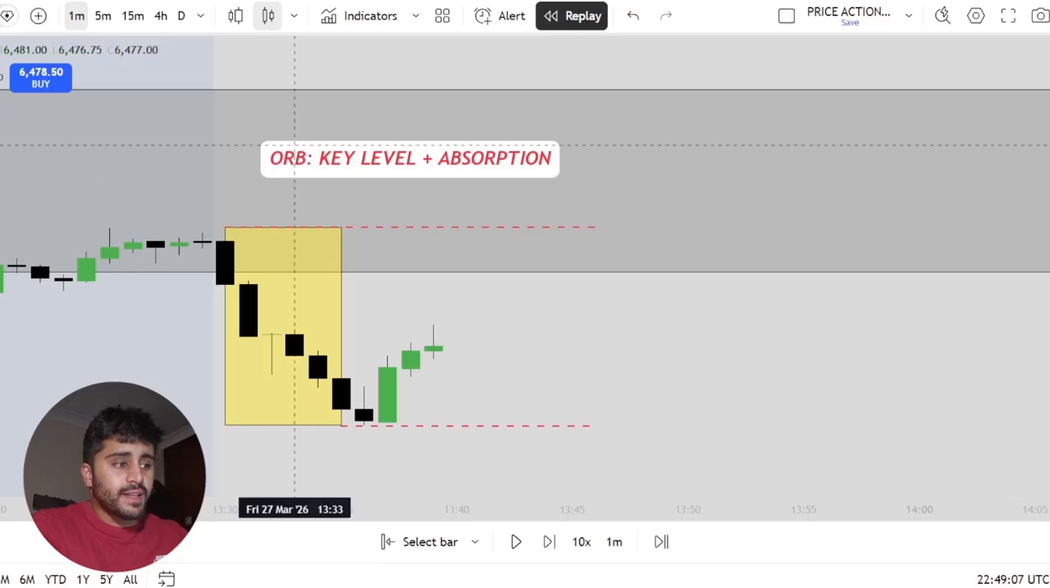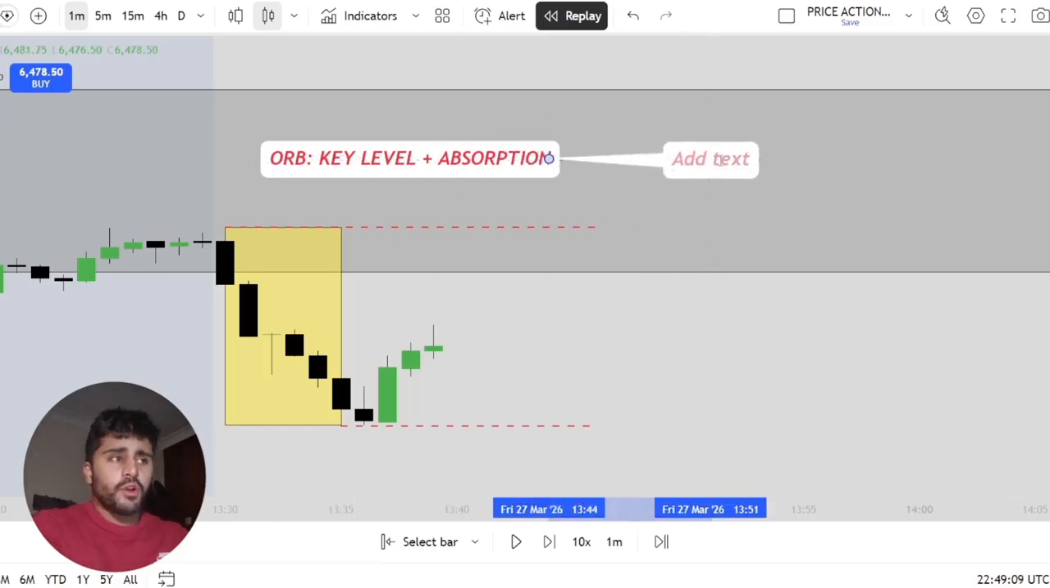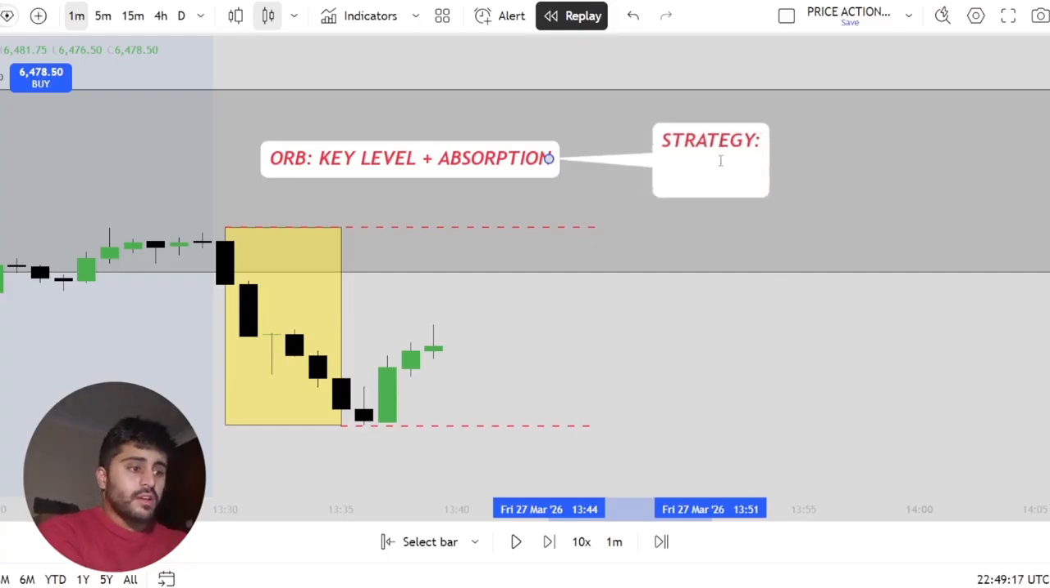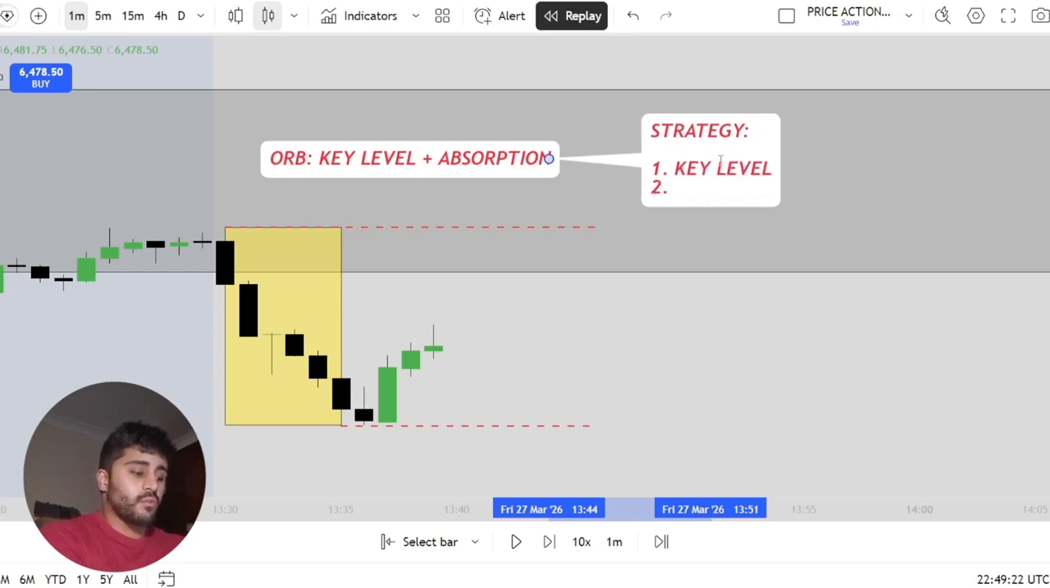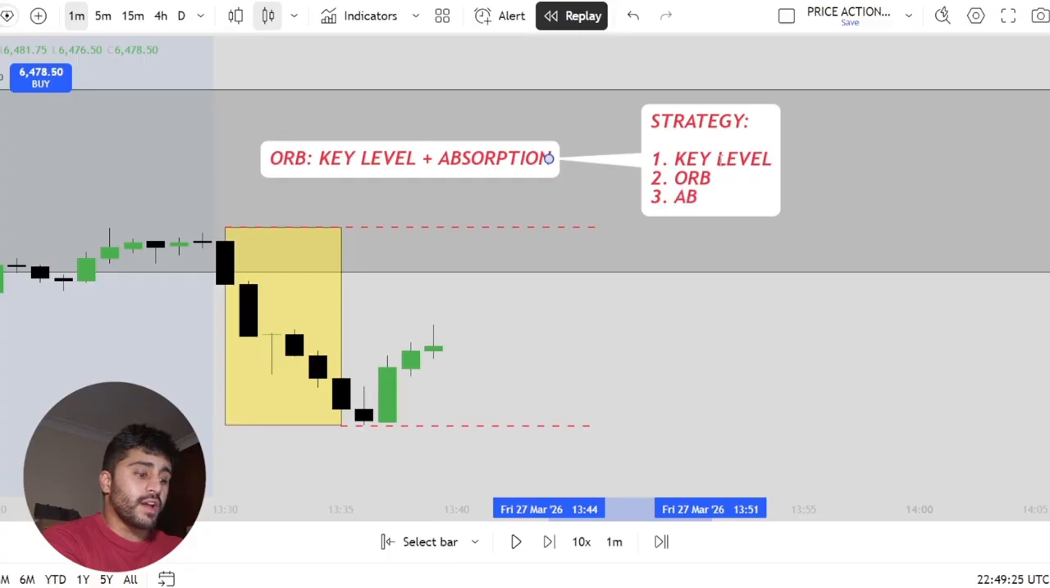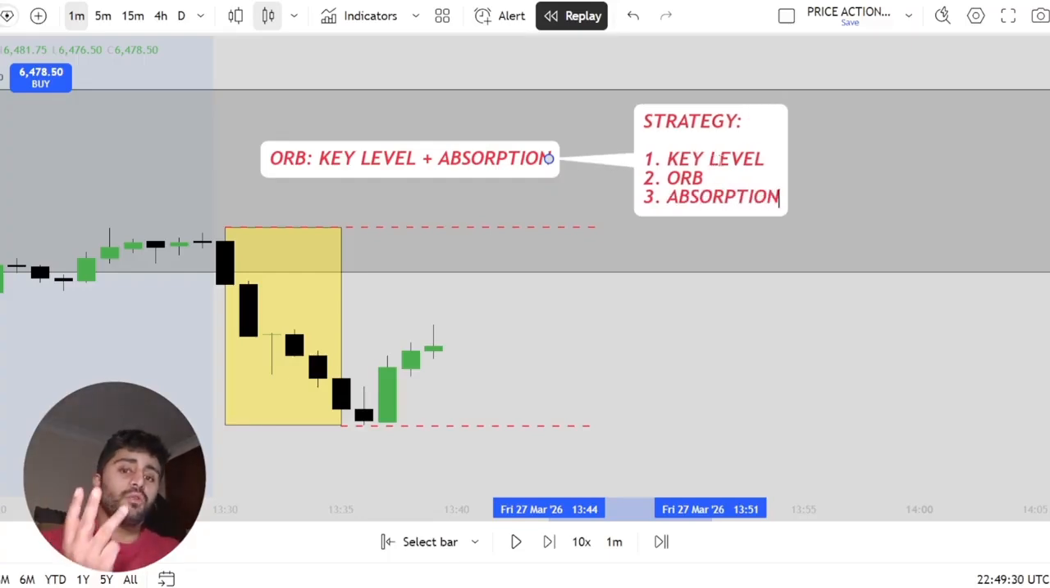So the ORB is basically a key level and absorption, and if you want to put this into an actual strategy, it looks something like this, right? A strategy comes down to three things. It comes down to a key level, then you want to understand where your ORB is, and then you want to pair the ORB with an absorption. Right? These are the three things that allow you to trade the ORB. Just trading the ORB alone without context of key levels, and even worse, without the absorption, is not going to cut it. You need to put it into a strategy. These are the three things that allow you to do that in the long term.